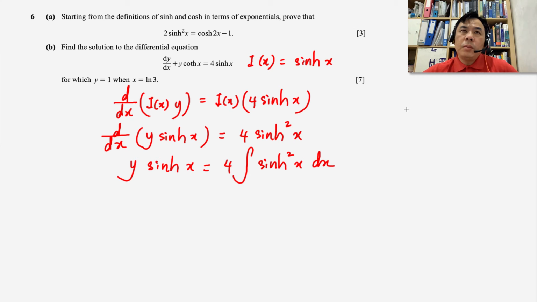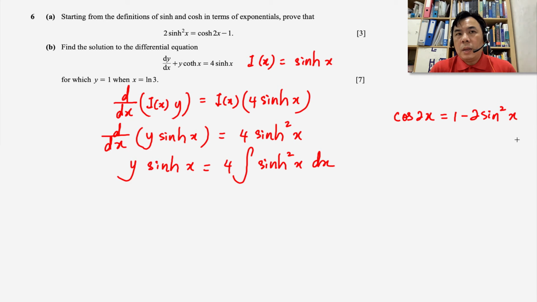If we can remember the trigonometry identity, for instance, we do have the trigonometry identity of cosine 2x is basically equal to 1 minus 2 sine squared x. Now this is the identity that we have from trigonometry.